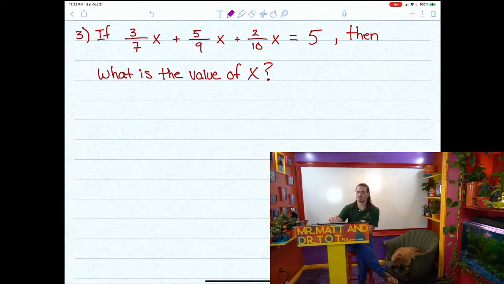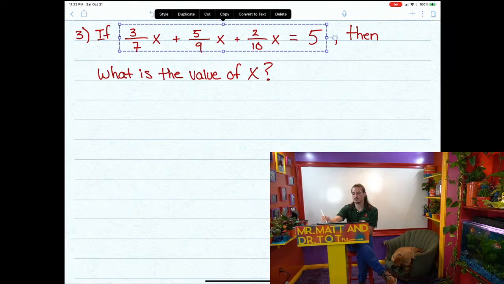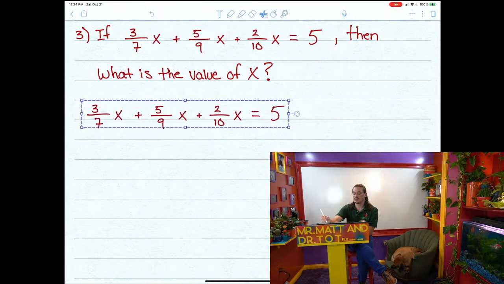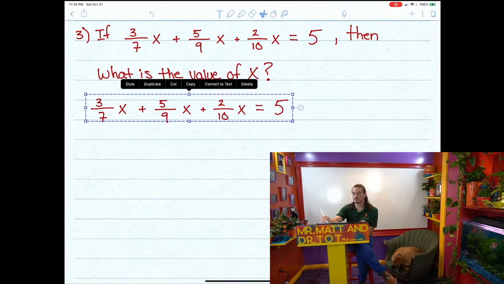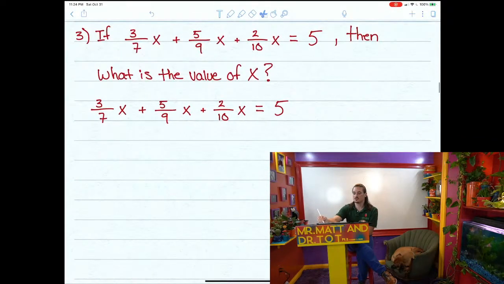So I'm going to first factorize these values and find the LCM of the denominators. We have denominators of 7, 9, and 10. 7 is prime, so I can't break it down anymore. 9 turns into factors of 3 times 3, both of which are prime. 10 breaks down into 2 times 5. Remember, when calculating the LCM, we take each factor the most number of times that it occurs in any one factorization.